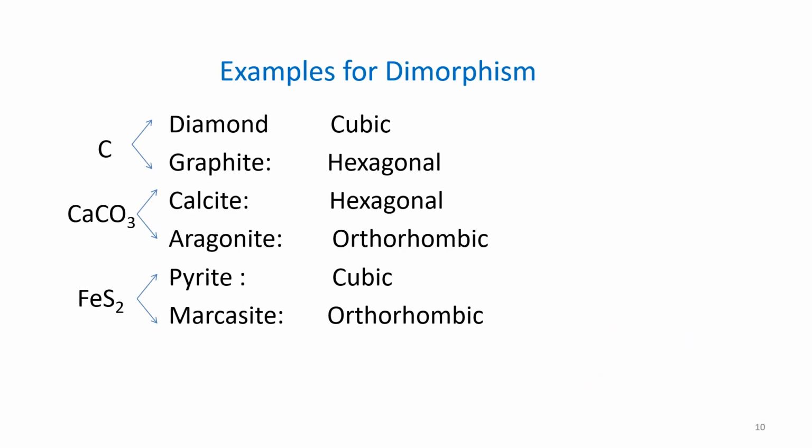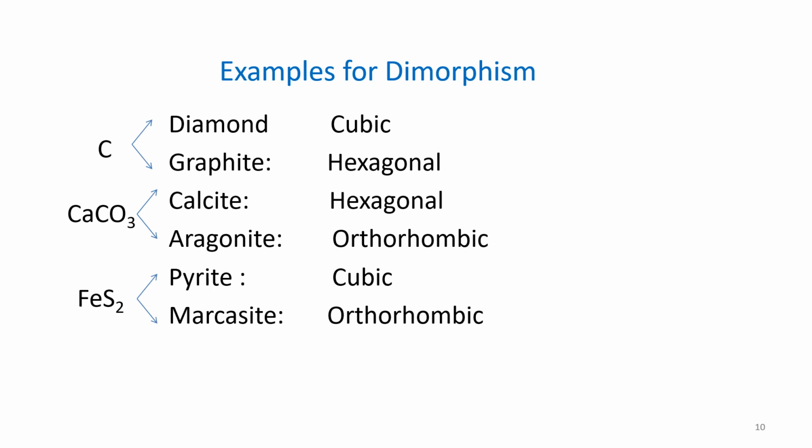And these are excellent examples for dimorphism. Carbon exhibits two forms, diamond and graphite. Diamond is cubic and graphite is hexagonal. Similarly calcium carbonate exists in the form of calcite and aragonite. Calcite is hexagonal, aragonite is orthorhombic, and FeS2 is known as pyrite and also marcasite. Pyrite has a cubic form and marcasite has an orthorhombic form.